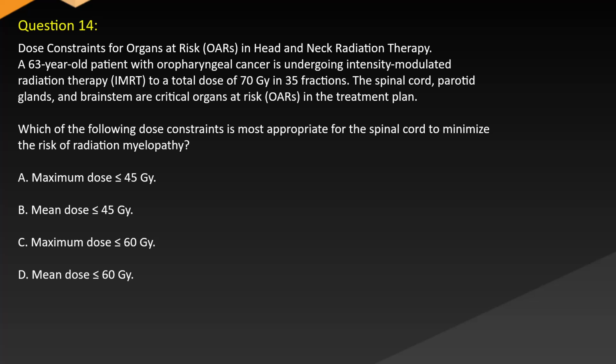Spinal cord, to minimize the risk of radiation myelopathy. A. Dmax equals 45 Gy. B. Dmean equals 45 Gy. C. Dmax equals 60 Gy. D. Dmean equals 60 Gy.